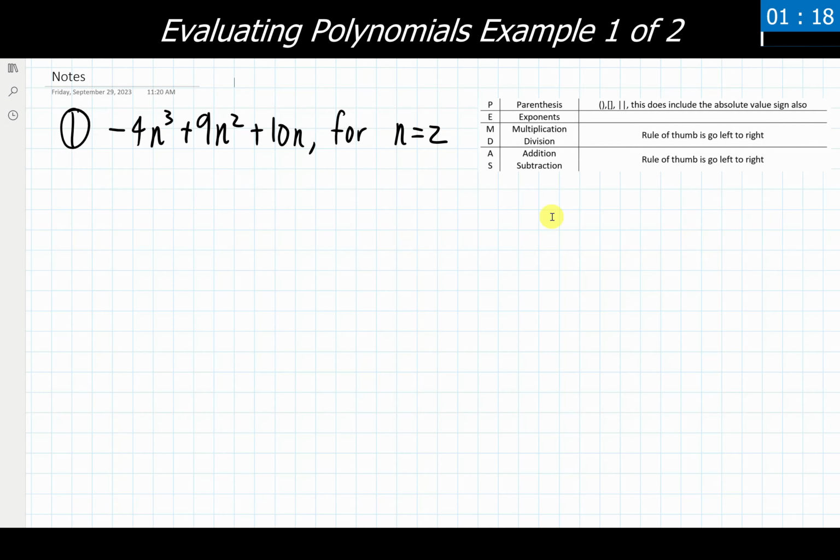Looking at our first example with evaluating polynomials, we are given the polynomial negative 4n to the 3rd plus 9n squared plus 10n, and we are asked to evaluate it for n equals 2. So the first thing that we are doing is we are substituting 2 in for anywhere an n shows up in this problem. Now when we are doing this, always substitute inside of a set of parentheses.